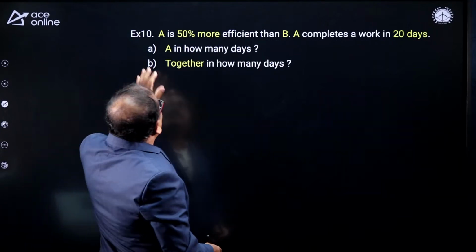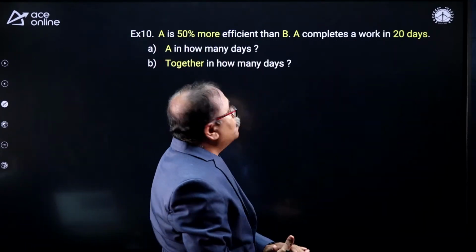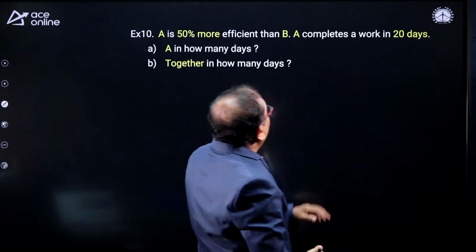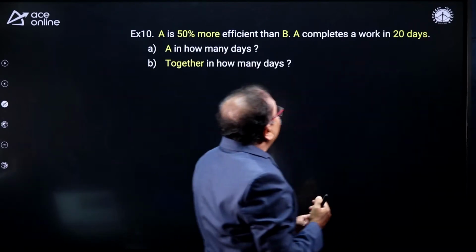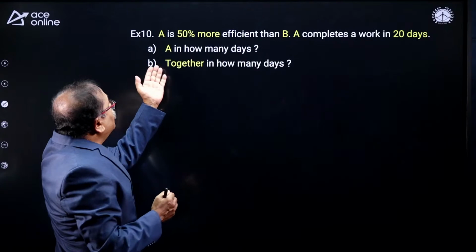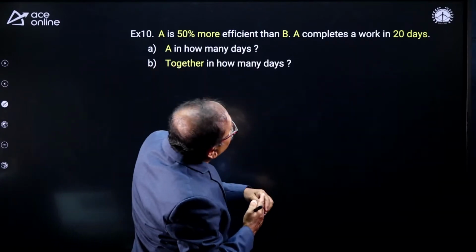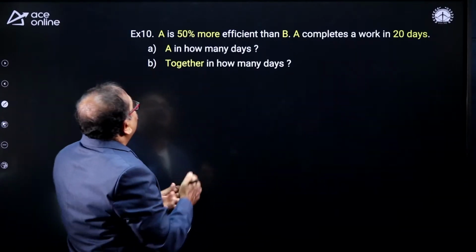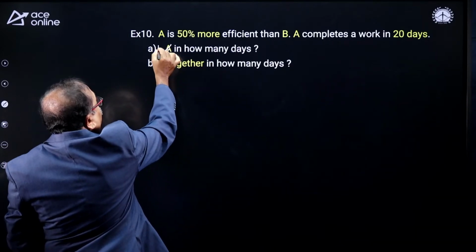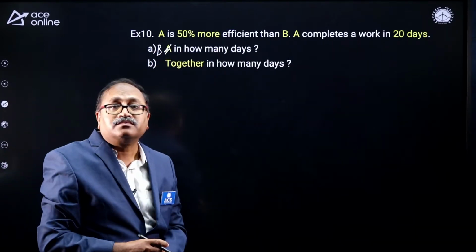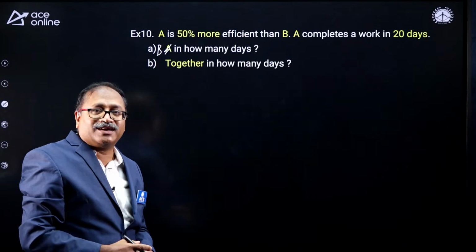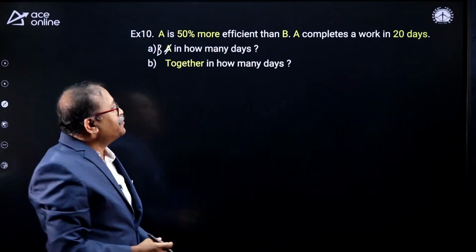Here is the example. A is 50% more efficient than B, and A completes a work in 20 days. Then B can complete the work in how many days? Together can complete the work in how many days? Can we find it out?